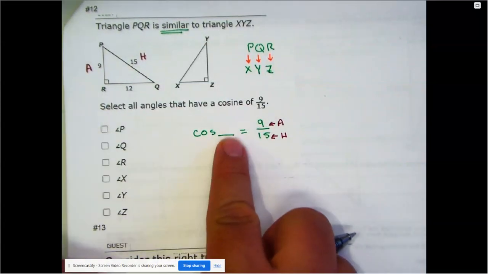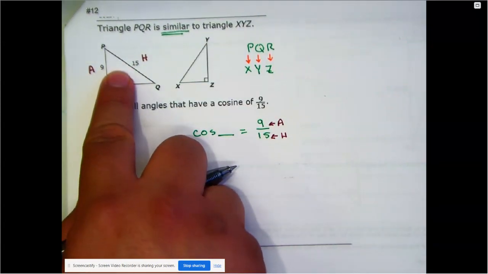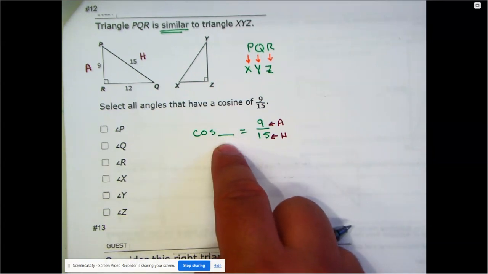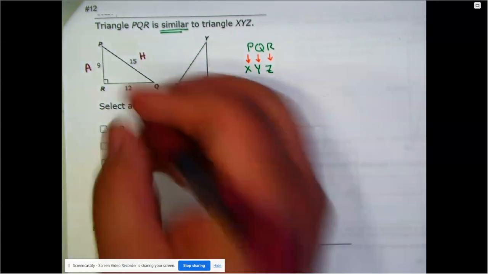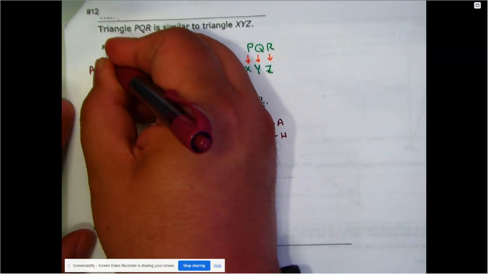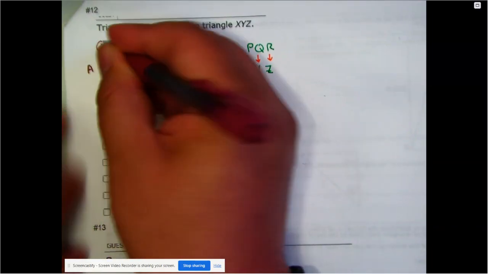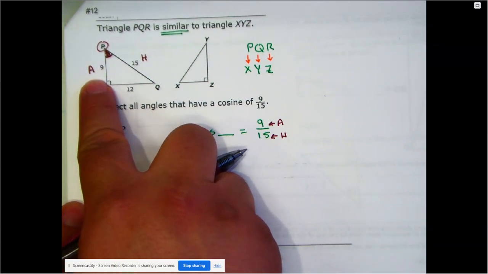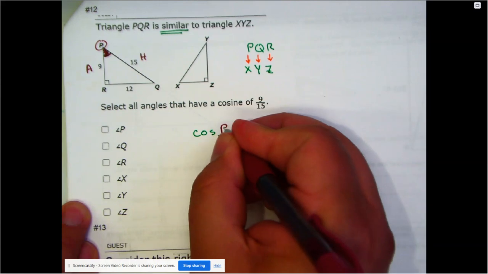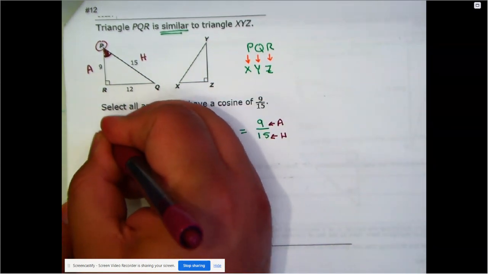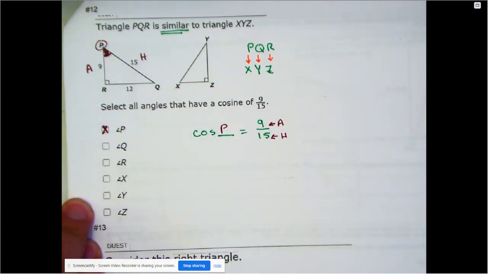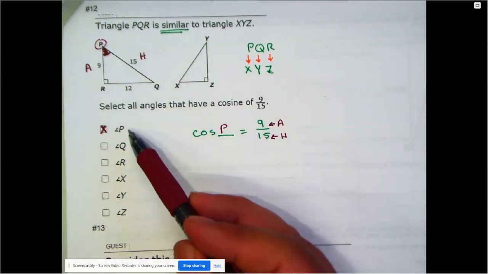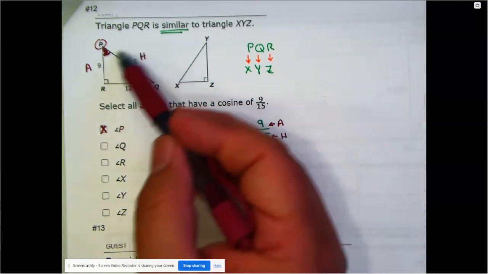So then what must be the angle that they're talking about in this picture? If they went 9/15, and I need to know the angle they're talking about, what's adjacent to the 9, it can only be angle P that we're working with. That's the only angle that's adjacent to this side. So angle P is the one I'm looking for. But remember what we said. The fact that they're similar, they said, hey, pick all the angles. Yeah, P's the only one that works here.